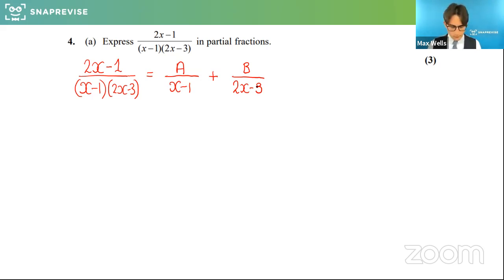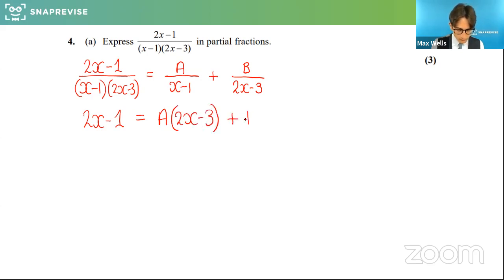I am going to talk through the method. And the way to do this is basically recognize that to go from the right-hand side to the left, you would make a common denominator. As a result, the numerator we're trying to achieve, 2x minus 1, must be equal to a lots of 2x minus 3 plus b lots of x minus 1.